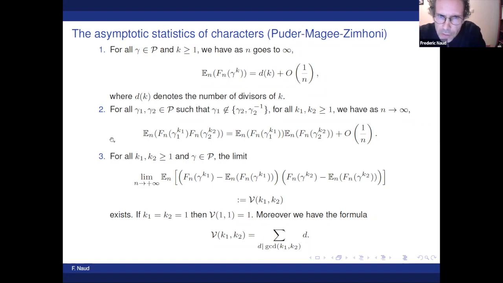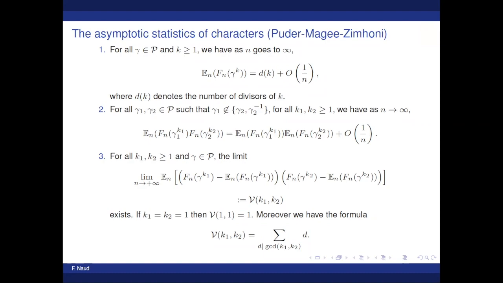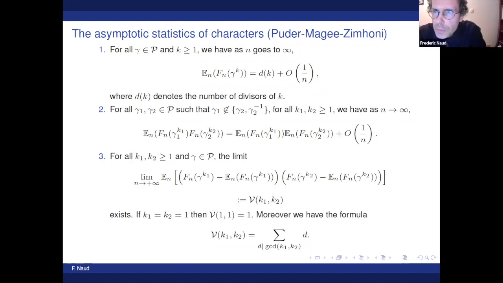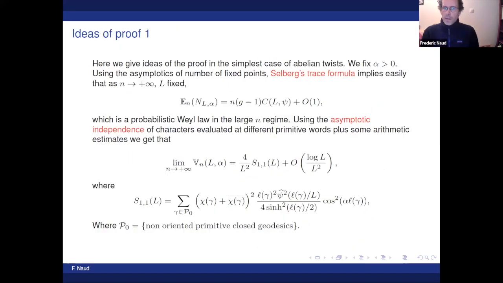Yes. I mean, there are stronger results. You mean really independence of random variables, not just the correlation. That's your question? Yes. So if you look at the paper of Puder and Zimoni, in the proof they show more than that, actually. They show that these random variables are actually asymptotically really independent. It's stronger than that. You can also compute some higher moments. There is much more than that. Okay, so let me give some ideas of the proof.